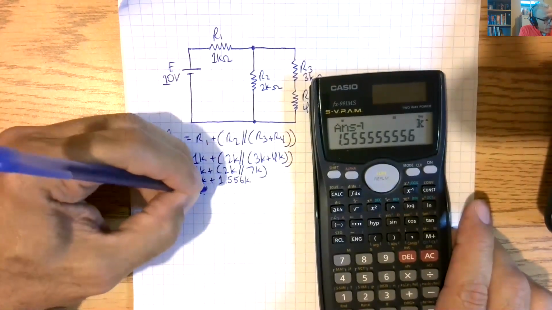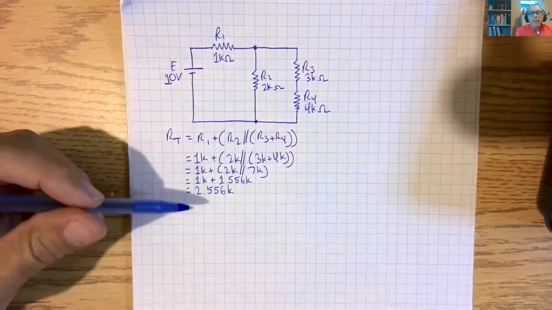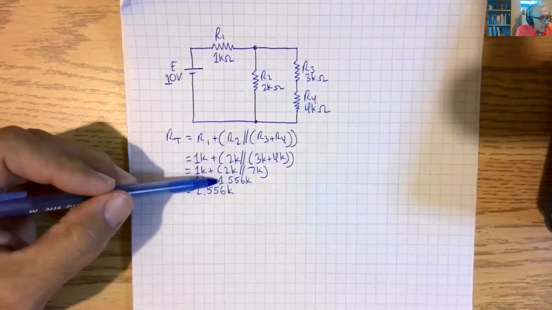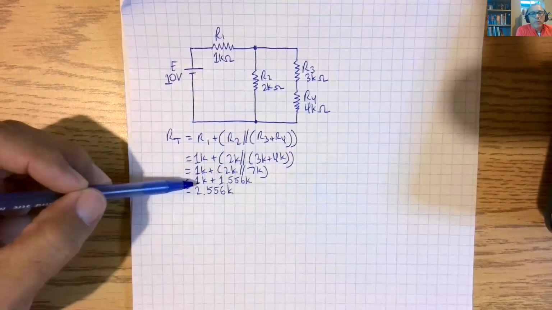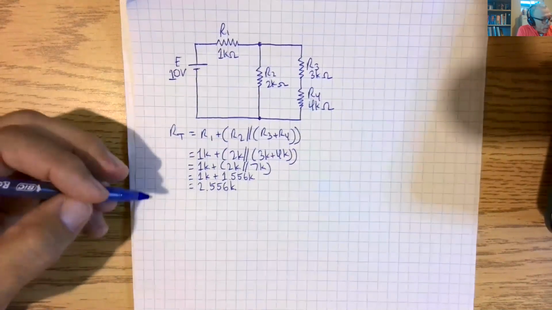So we get 2.556K. Now, if there's a pitfall that people fall into, it's that they will do this and stop there and say, okay, that's RT, but you forgot to add this last resistor. So we have RT, okay?